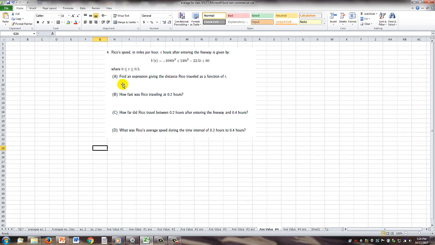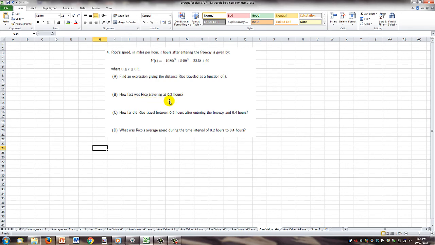The first question says find the expression giving the distance Rico traveled. So again, you have to know that it goes distance, velocity, acceleration. So if we want to go back from velocity up to distance, you have to take the antiderivative. So that would be the first question. And then how fast was Rico traveling at 0.2 hours? Now we have a velocity function and we have a distance function.